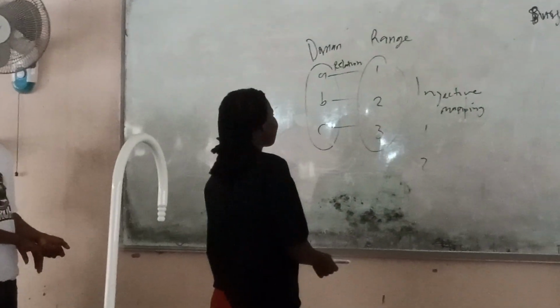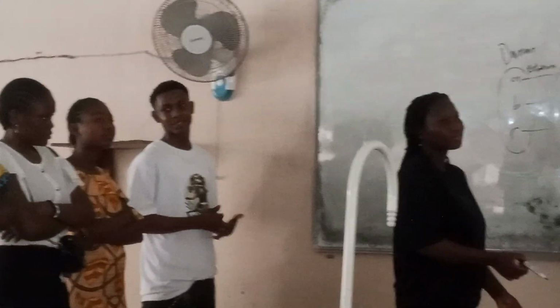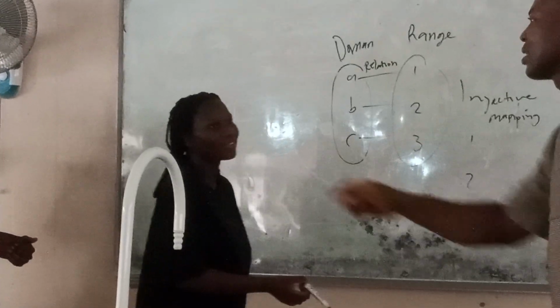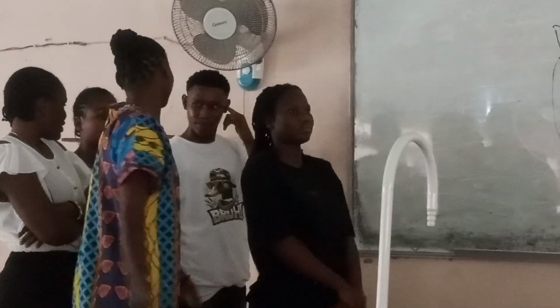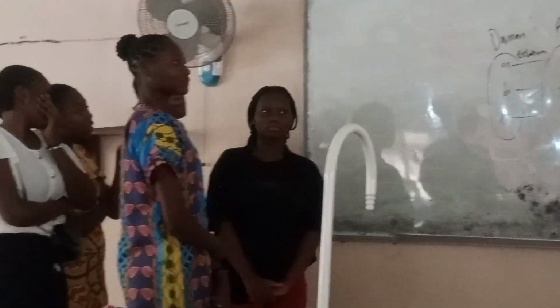Say it's an injective mapping. Can you say something about it? You only know how to say yes. Yes, you. Can you say something about it? Because they have not convinced us with anything. He has said that when something maps out, that is an injective mapping. Can you say something about it?